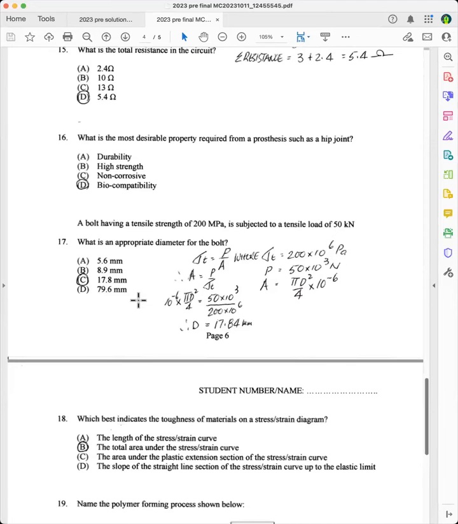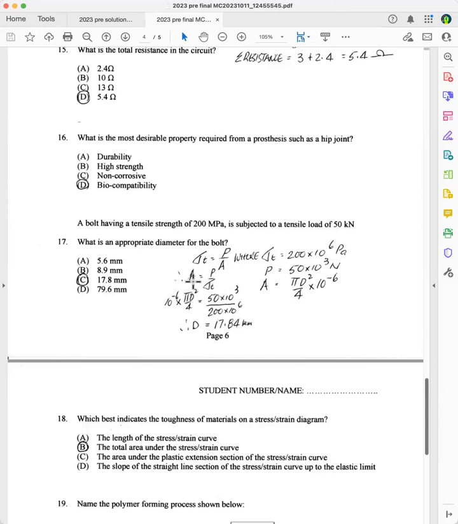Question 17, a bolt having a tensile strength of 200 megapascals is subjected to a tensile load of 50 kilonewtons. What's the appropriate diameter for the bolt? So you use your formula here, you get from the formula sheet, put all the data down here. Now I've used pi d squared over 4, or you could use pi r squared, but then you have to multiply by 2 to get the diameter.